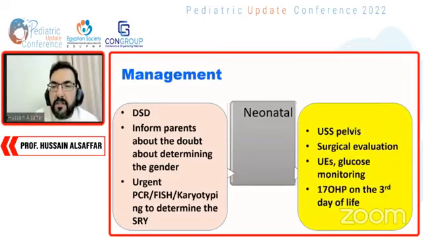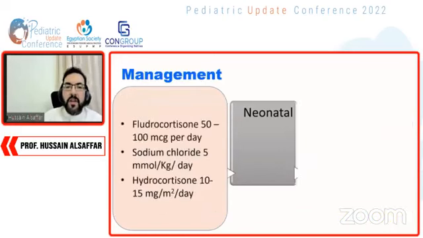and then further investigations like doing an ultrasound of the pelvis to look if there is any uterus or ovaries, then surgical evaluation depending on the ambiguity of the genitalia, and some biochemical investigations like U&Es and monitoring the glucose, and 17-hydroxyprogesterone, preferably done on the 3rd day of life. Now, if the patient is diagnosed with CAH based on those investigations, we will usually start the patient on fludrocortisone between 50 to 100 micrograms per day, with sodium chloride of 5 millimole per kg per day, and hydrocortisone 10 to 15 milligram per square meter per day.